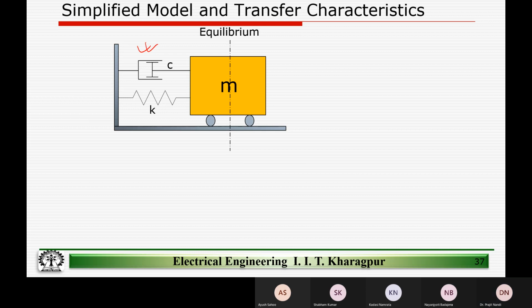The mechanical characteristics can be modeled by drawing an analogy with this kind of a system, right? Let's say we apply a force, and when we apply a force, this mass M moves in a certain direction x. So this is the equilibrium position, x equal to 0, and the mass M has moved a distance given by x.